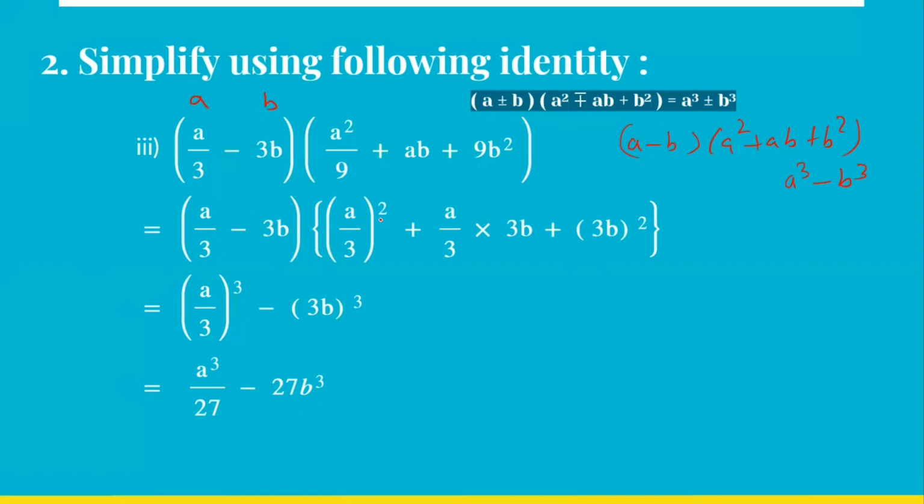So a minus b, a square, that is a square, and 9 is the square of 3, so a by 3 the whole square, plus ab, that is a by 3 into 3b, where this 3 and 3 got cancelled and we got this product as ab, which is very much same as this, and 9b square is the square of 3b. Okay, so this is the expansion of a by 3 cube minus 3b the whole cube, which is a cube upon 27, since 3 cube is 27, minus 3 cube is again 27, my b cube.